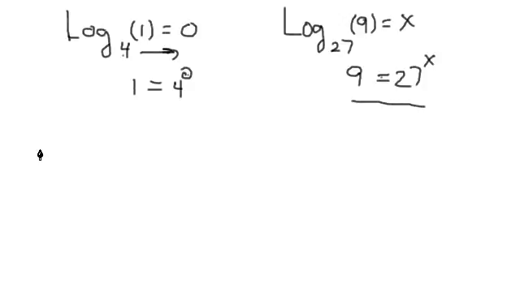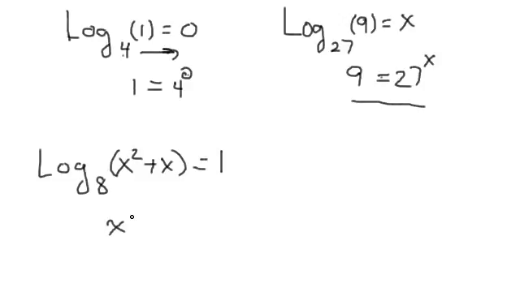So let's say we've got log base 8, and this time we're going to have x squared plus x. So don't let this throw you off here. Now we want to go from logarithmic form to exponential form. So we're just going to rewrite this: x squared plus x is equal to 8 to the first power. Okay, so now it is back in exponential form.